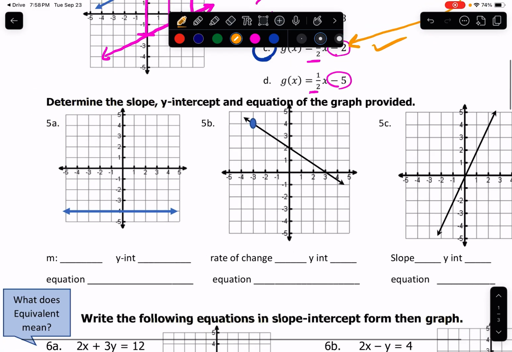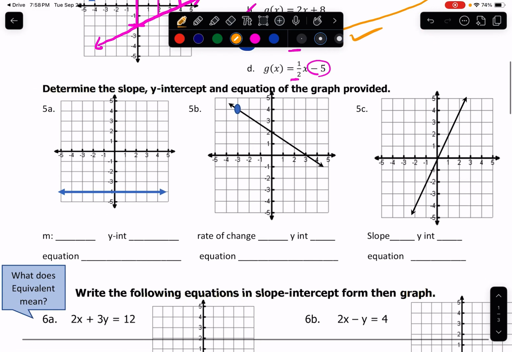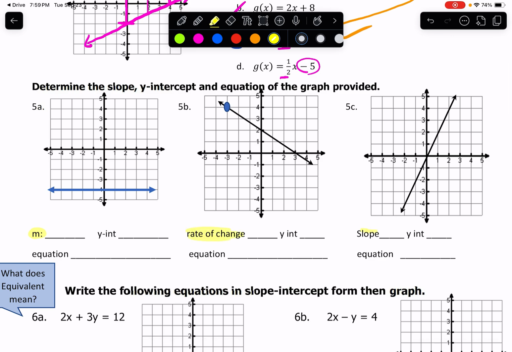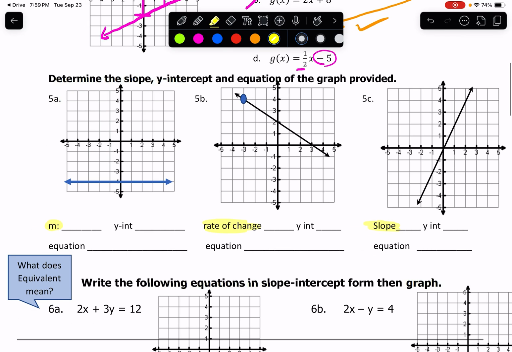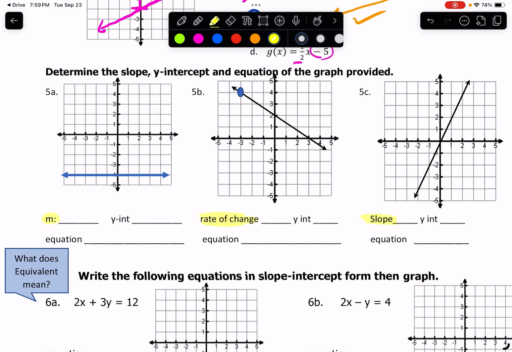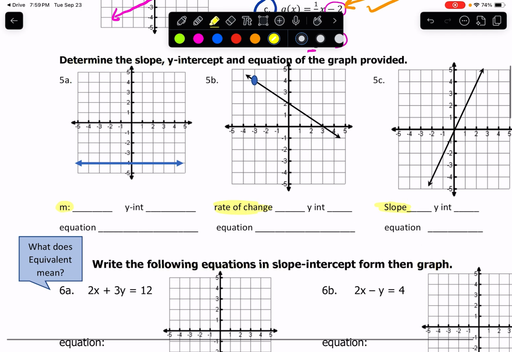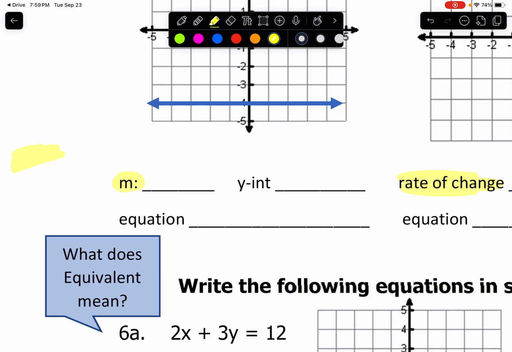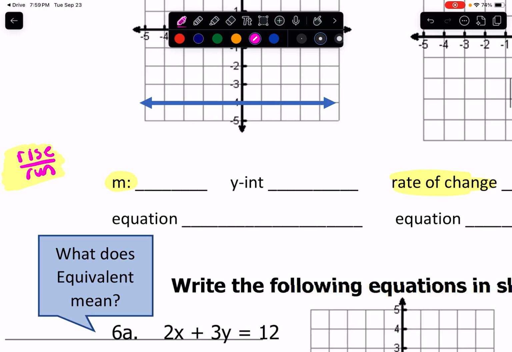Okay, let's look at number 5. Now, I'm not going to do all of these, but I do want to do one of them. First of all, let's talk about the m, the rate of change, and the slope. Those are all the same thing. They are all equivalent items. When they're asking us to find the m, the rate of change, or the slope, what they're asking us to find is the rise over the run.